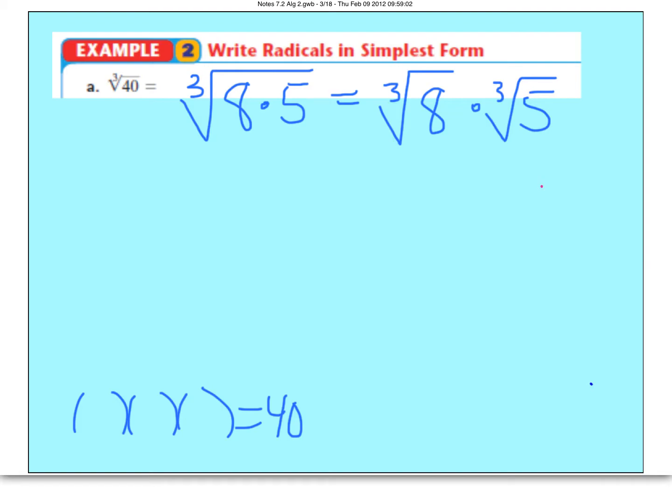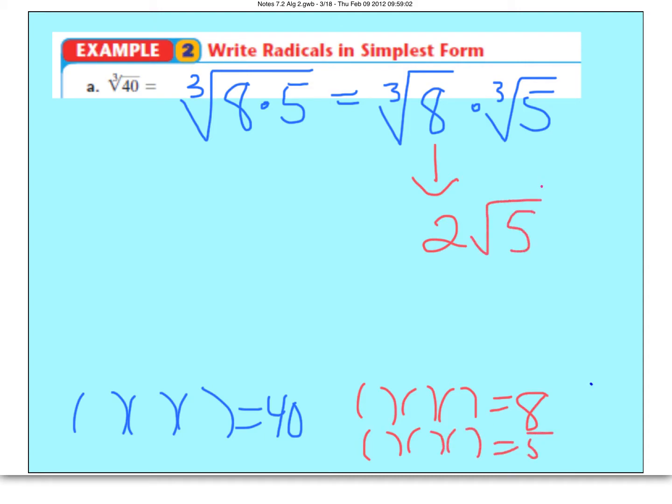One of these I do know. There is a cube root of 8. One number 3 times it gets me 8 is 2. Is there a nice cube root of 5? A number 3 times that gets me 5? There's not, so I'm just going to keep it like that. And that's going to be our final answer. That's considered simplified.